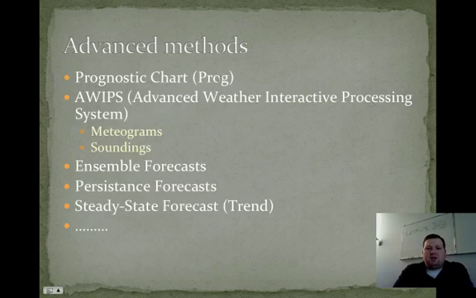Again, prognostic charts, again, using our computer model, AWIPS, Advanced Weather Interactive Processing System, using a lot of information there. Ensemble forecast, where we combine all the forecasts together. Persistence forecast is more like what's been recently. It will be that. A steady-state forecast is a trend. It's getting warmer, it's getting colder, it's getting drier, stuff like that. There are a ton of methods that we use to predict the weather.